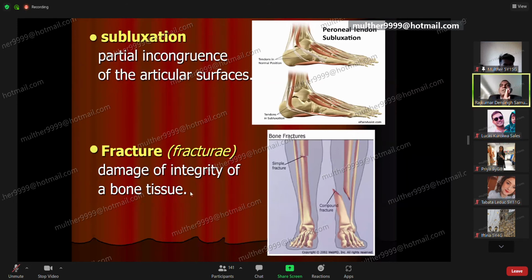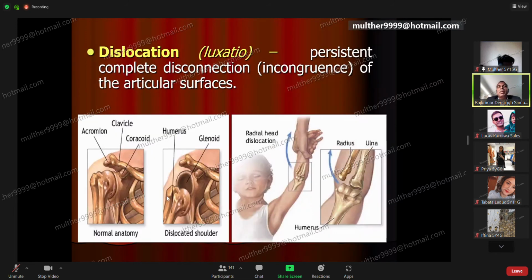So fracture means a problem in the bone, complete loss of integrity. Luxation or dislocation is a problem in the joint. That means the articulating surfaces are completely lost. So please try to think.